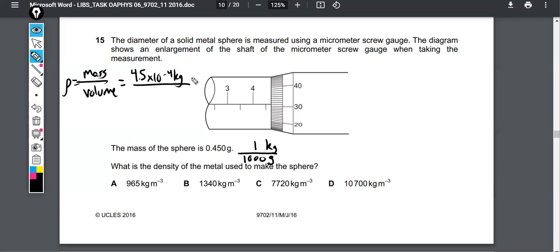Now the volume is the volume of a sphere. If you don't know the volume of a sphere, it is something that you should commit to memory. Does anybody know it? It's 4/3 pi r cubed. That's just something you have to memorize. Okay, you've got to know that. The volume of a sphere is 4/3 pi r cubed.